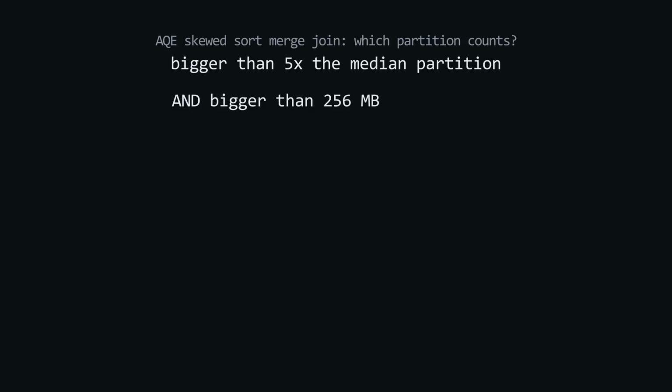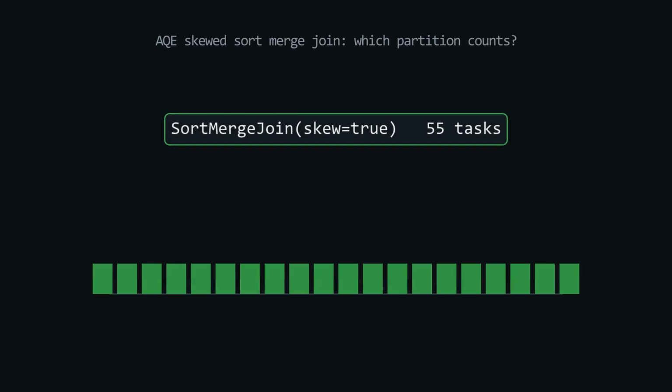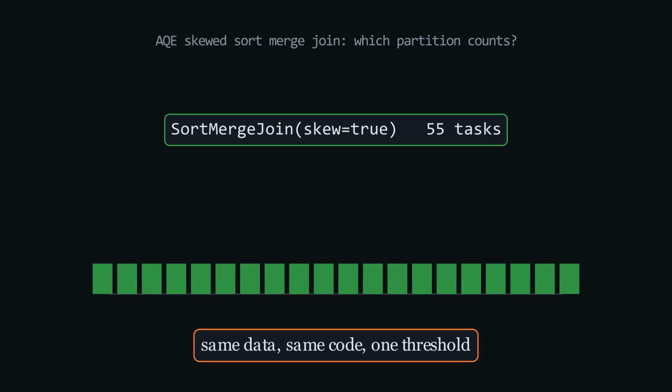Here is why, and it matters before you rely on it. For its skewed sort merge join optimization, Spark treats a partition as skewed only when two things are true at once. It has to be bigger than 5 times the median partition and bigger than 256 megabytes. Those are defaults for that optimization, not a definition of skew in general. Ours passed the first test and failed the second, so nothing happened. Lower that floor, rerun the identical query, and the plan comes back with skew handling switched on and 55 tasks instead of 17. Same data, same code, one threshold.